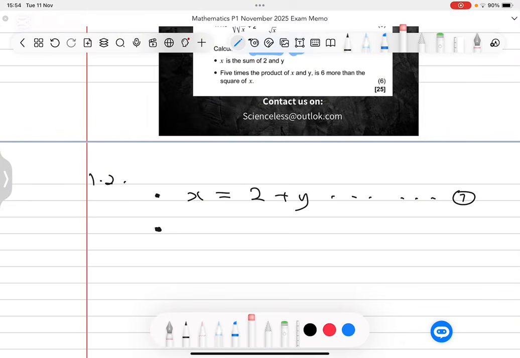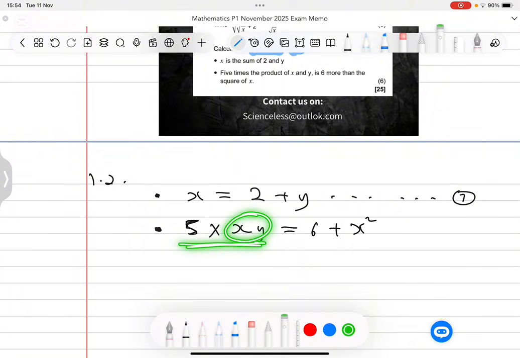So let us use the same logic for the first part of the sentence. They're saying here 5 times, meaning we're multiplying, the product of x and y. So 5 multiplies the product of x and y, meaning x times y. Remember, x times y, whatever number that I get after multiplying those two is a product. So it means these two are multiplying each other, and we are saying 5 times that product. Then we're saying is, meaning is equal to, 6 more than x squared. Now when we say 6 more, it means we are adding, we are increasing the 6 by what? The x squared. So 5 times the product of xy is 6 more than the square of x.